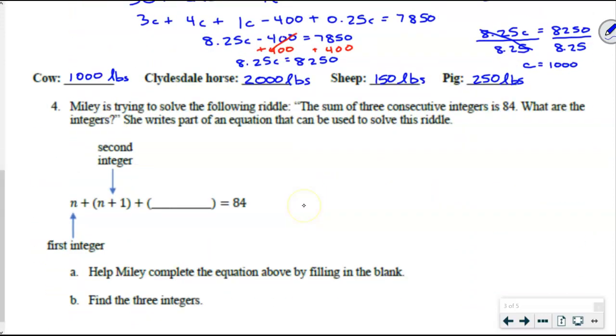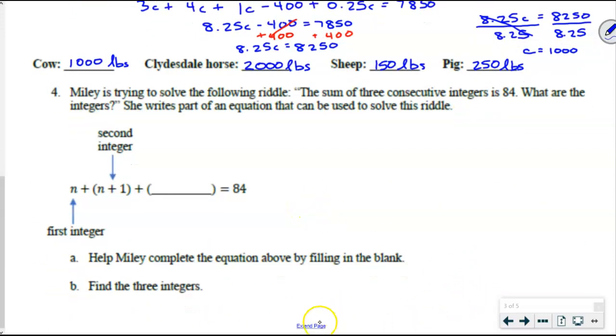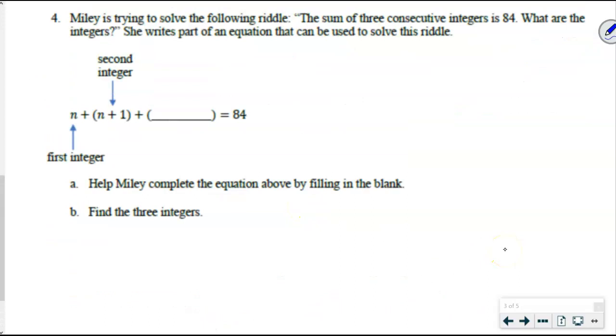All right, I'm not going to continue to guide you through each of these quite so much because this is partly practice for your test. That being said, this next one, I just want to make sense of the notation because it's a little bit weird. So Miley is trying to solve this riddle.